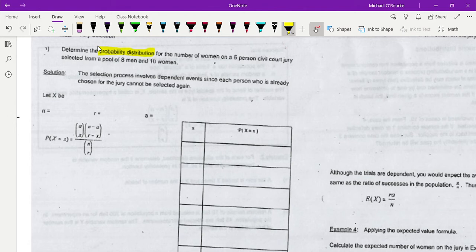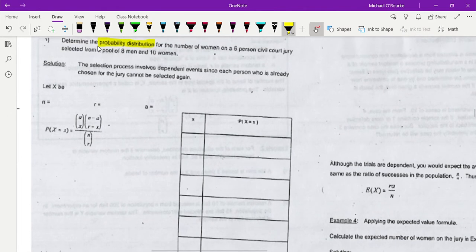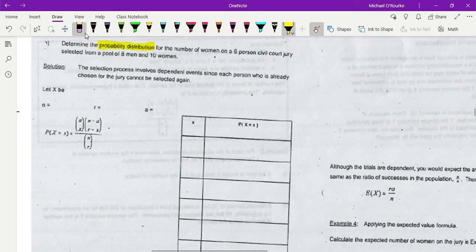So, we'll split up the tasks of this for everybody. Everyone will have a different task, but we'll do the first one together. Okay? Determine the probability distribution for the number of women on a 6-person civil court jury selected from a pool of 8 men and 10 women. So we have a 6-person jury, and we have 8 men and 10 women to select from.